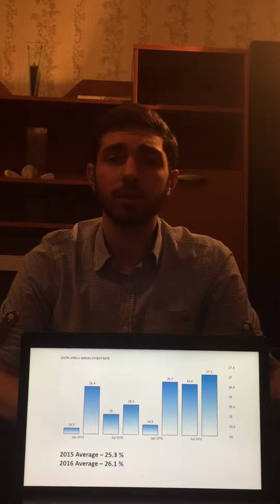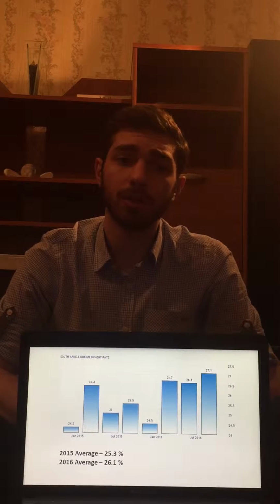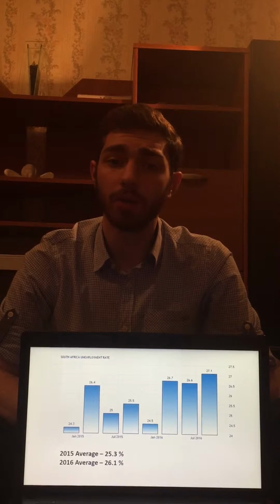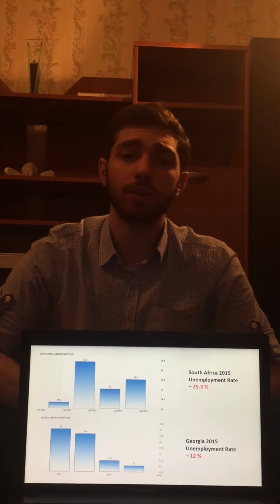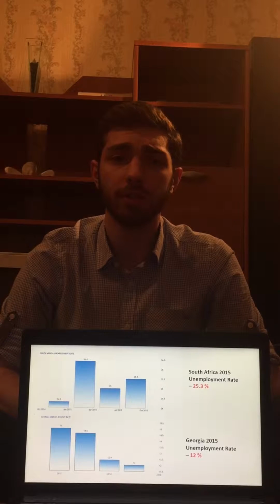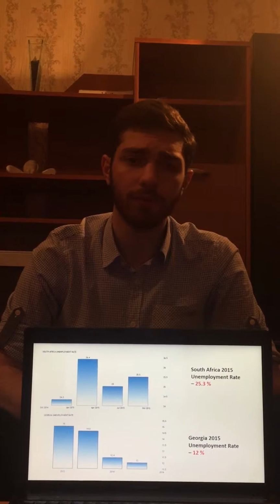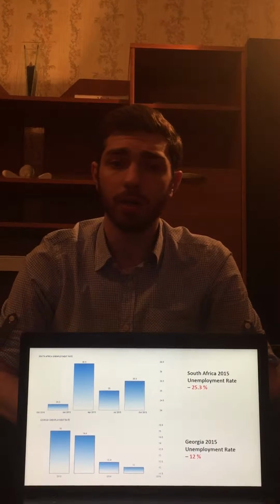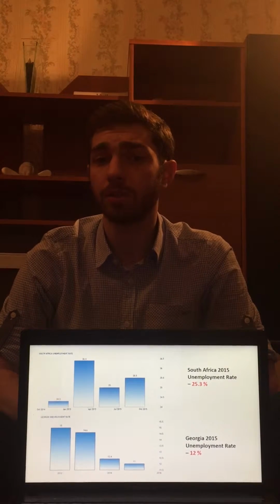So, as I spoke already about South African unemployment rate, now I will compare it to my home country's unemployment rate. Here, on the screen, you can see that Georgia's unemployment rate in 2015 was 12%, while South African was 25.3%. So Georgia's unemployment rate is 2 times lower than South African.